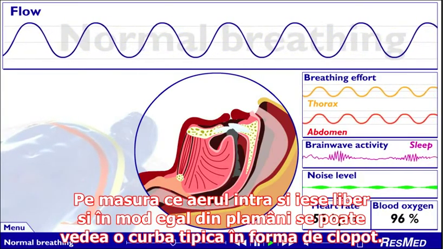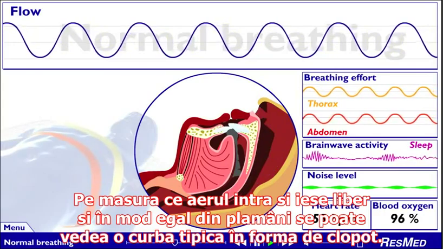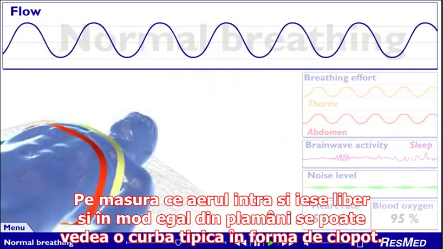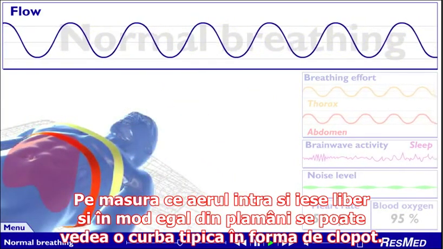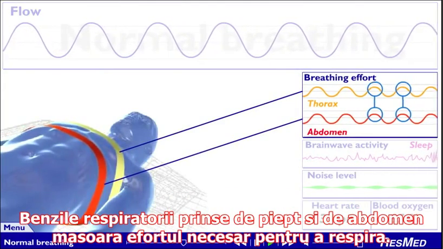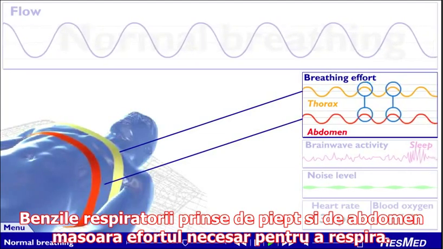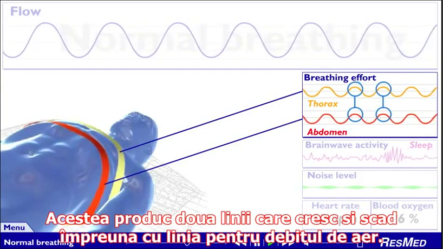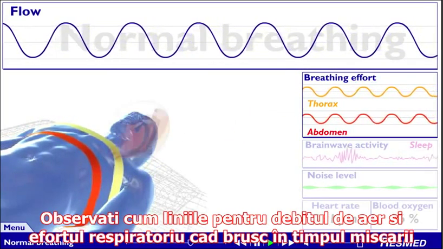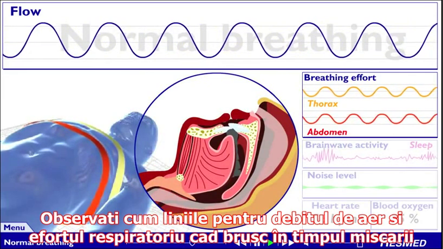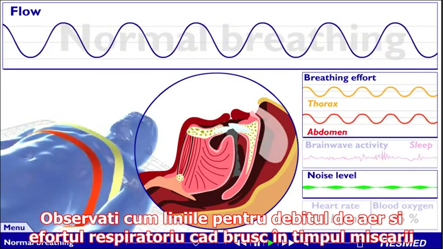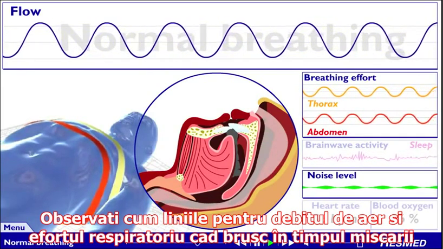As air flows freely and evenly into and out of the lungs, a typical bell-shaped curve of the airflow is seen. The air flows because of the bellows effect of the diaphragm muscle, which sucks air into the lungs. The respiratory bands attached to the chest and abdomen are measuring the effort required to breathe. They produce two traces, which rise and fall along with the airflow trace. Notice how the airflow and breathing effort traces move in sync. You can actually hear these correspond to the sounds of our model breathing in and breathing out normally.